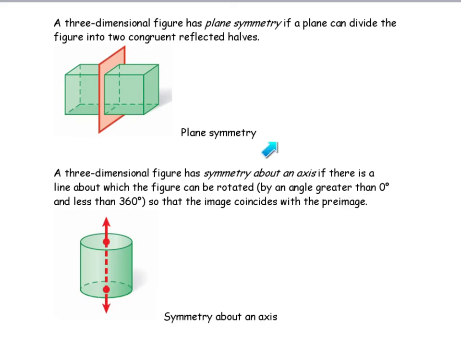This is plane symmetry. It also has symmetry about the axis. If there's a line around which a figure can be rotated so that the image coincides with the pre-image, this is called symmetry about the axis. So if you take a look at this cylinder here, the axis in the middle has symmetry around all sides. No matter how I rotate it, I'm going to end up with the same thing around the outsides.